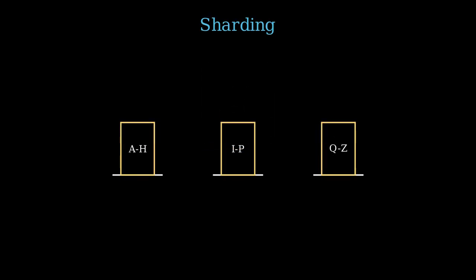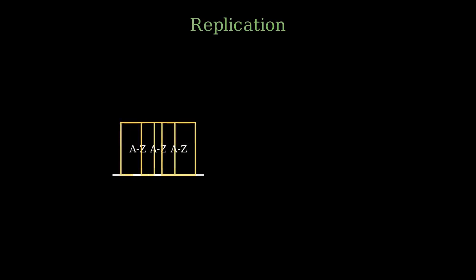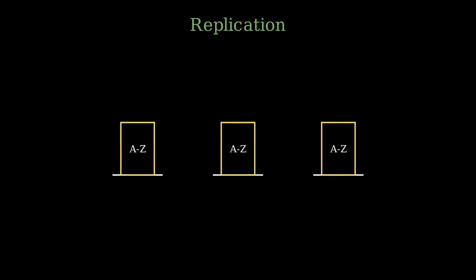Sharding is the process of splitting your data into smaller chunks and spreading them across multiple servers. Now, instead of one giant book, you have several specialized volumes. This makes it much faster for you to serve information. But what if one server fails?